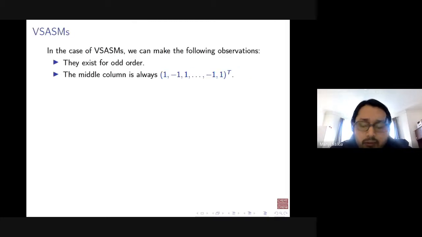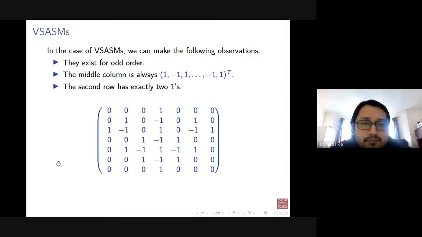So let's go for the vertically symmetric alternating sign matrix case. The first observation is that they exist for odd order only. So why is this the case? If they would exist for an even order, then the vertical symmetry axis would be in between two columns. Suppose this is an even order vertically symmetric ASM, then the vertical symmetry axis would be between two columns.